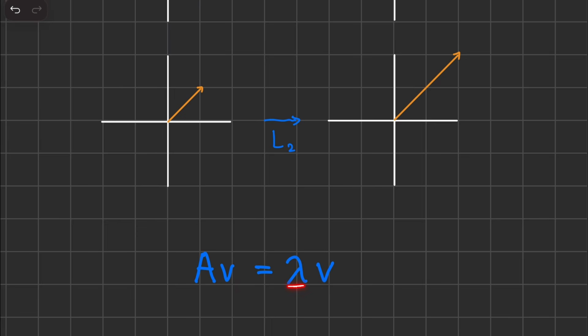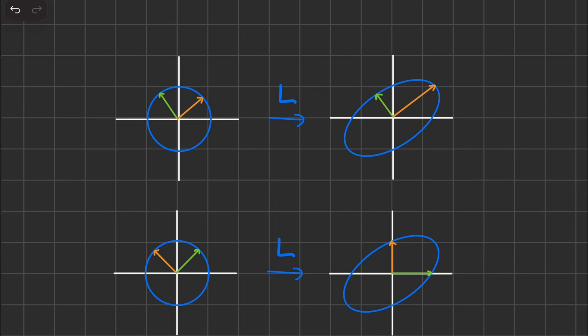And lambda tells us how much the vector is stretched or shrunk. And this value is called the eigenvalue. So formally, one would say V is an eigenvector to the eigenvalue lambda of our linear transformation A, if this equation holds. So why does this happen?